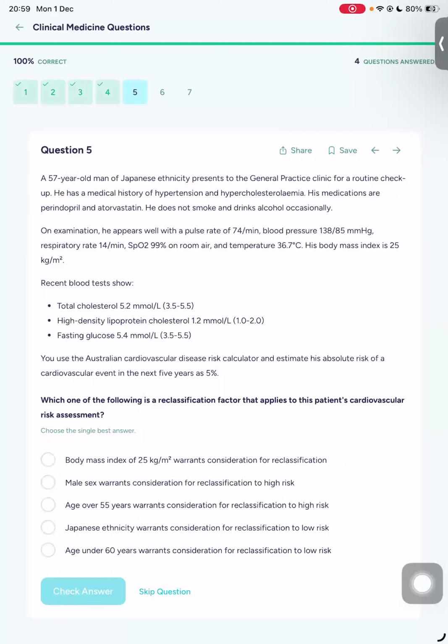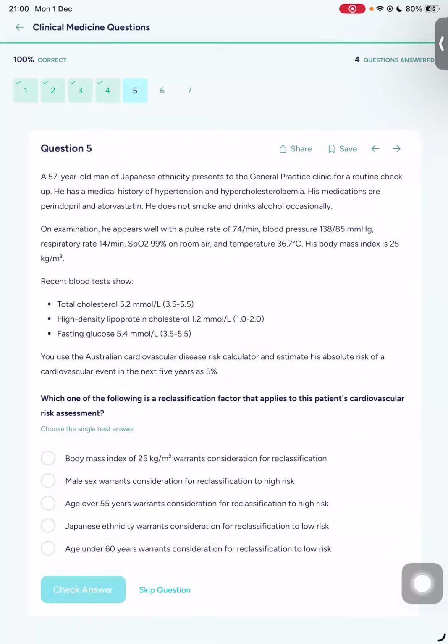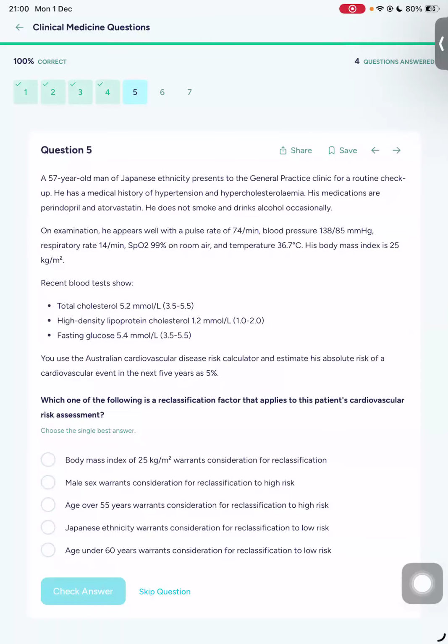Body mass index of 25 warrants consideration for reclassification. Male sex warrants consideration for reclassification. Age over 55 warrants consideration. Japanese ethnicity, age under 60. What do you think? Japanese ethnicity warrants consideration.